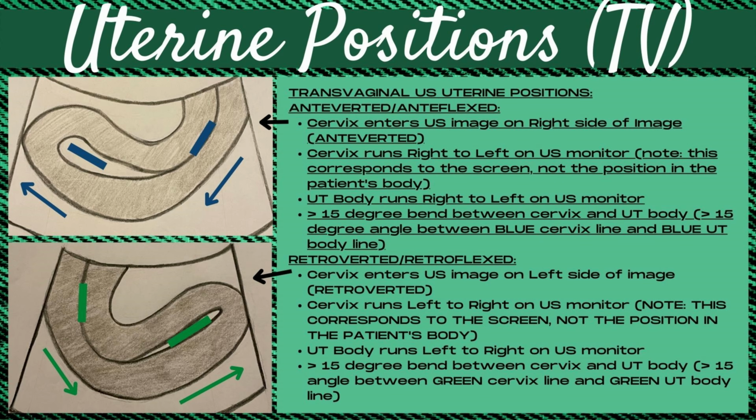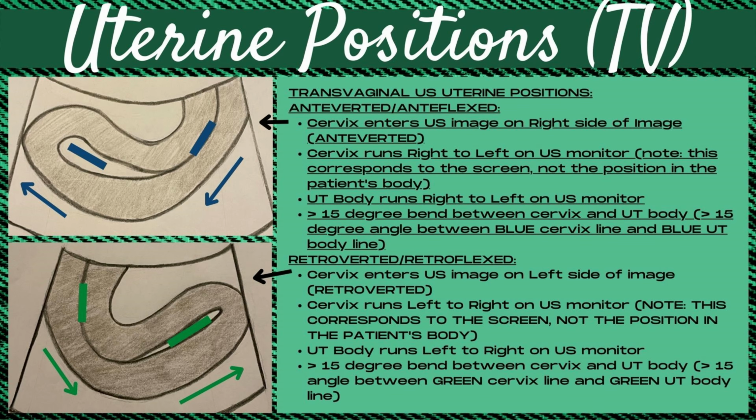The cervix enters the ultrasound image on the right side of the image, which means anteverted, and the cervix runs from right to left on the ultrasound monitor. And note that this corresponds to the screen, not the position in the patient's body. The body of the uterus runs right to left on the ultrasound monitor, and you'll note from the blue arrows that both the cervix and the body of the uterus are running the same direction on the ultrasound screen.